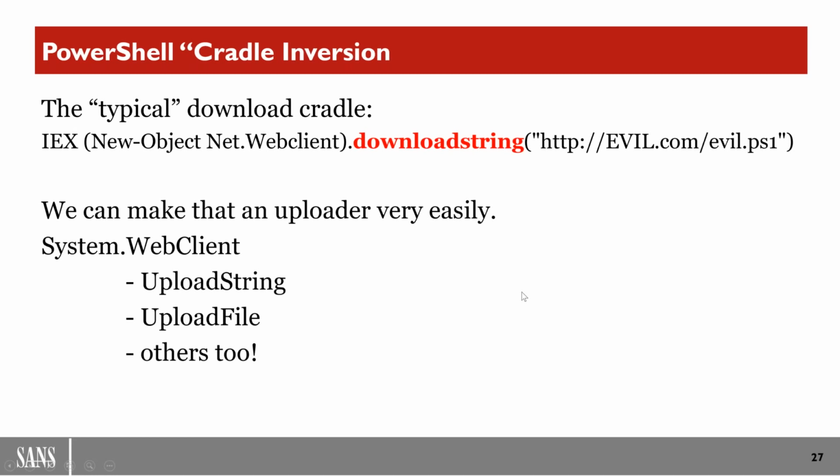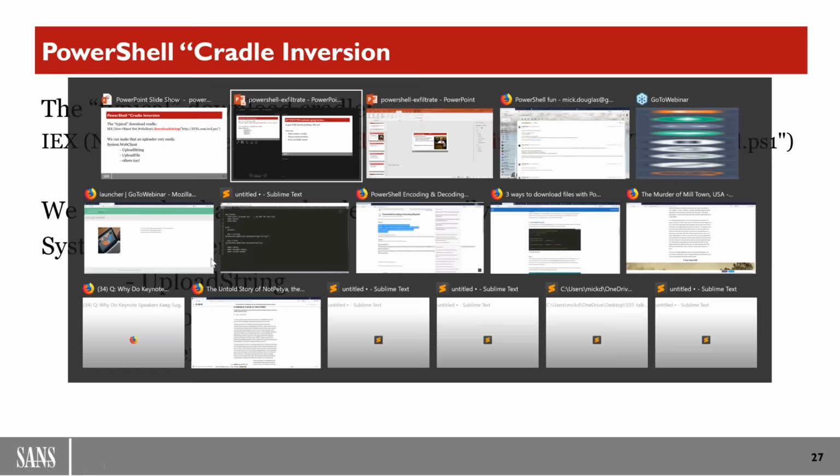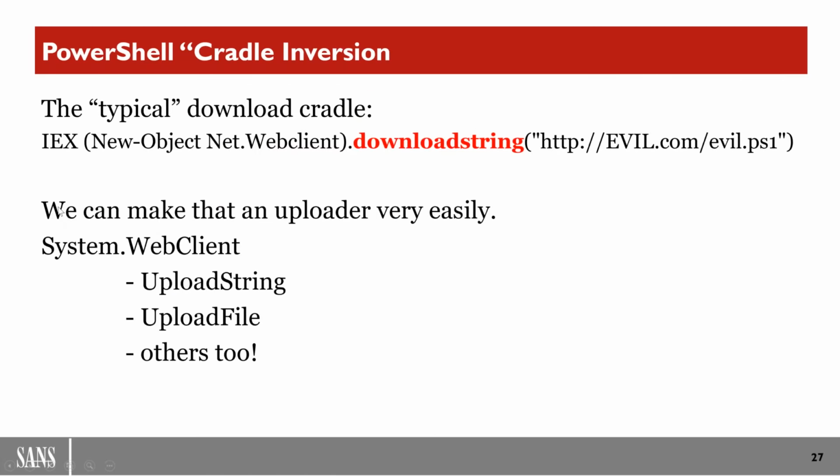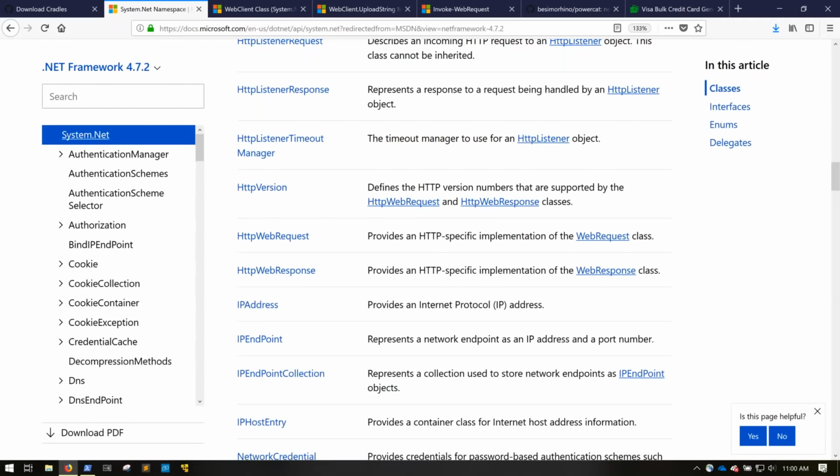Now, the last slide, we were using a cradle to download things. Notice that we're doing a download string. If you go to the system.net.webclient, there are other methods that are available. You can do an upload string and upload files. And let me just show you what some of the capabilities are.